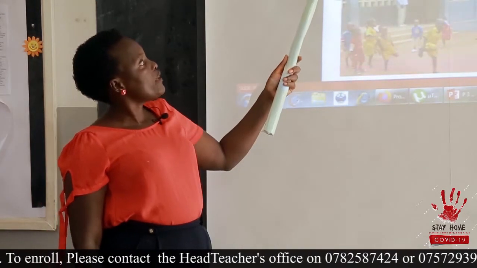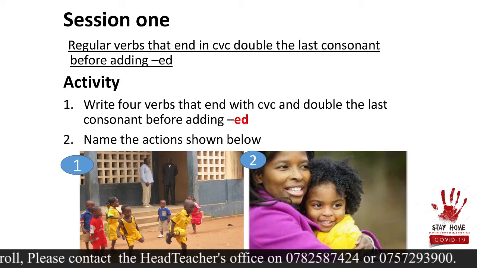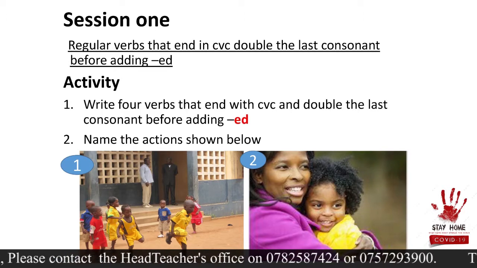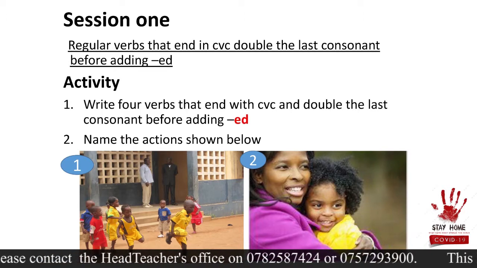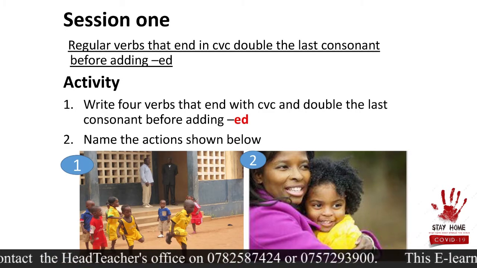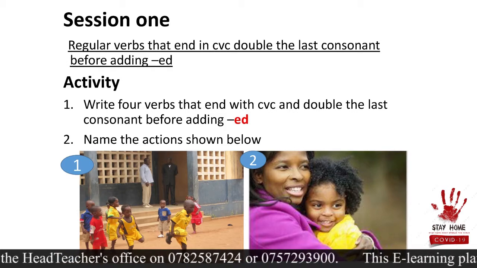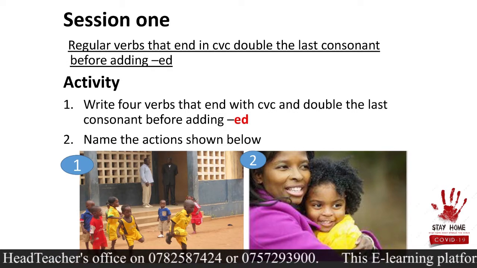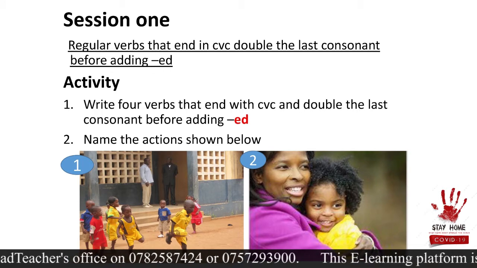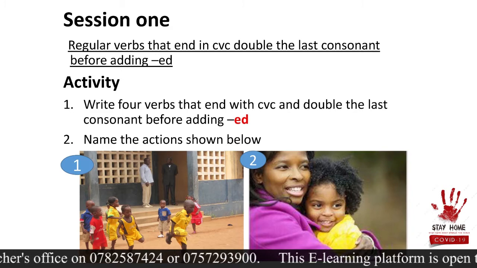So, I want you to write 4 verbs which end with a consonant, a vowel, and a consonant, and when you are forming the past participle form, they double the last consonant before they add ed. Write for me 4 verbs. You have only 30 seconds. Remember, you should have your book, and then you write there.